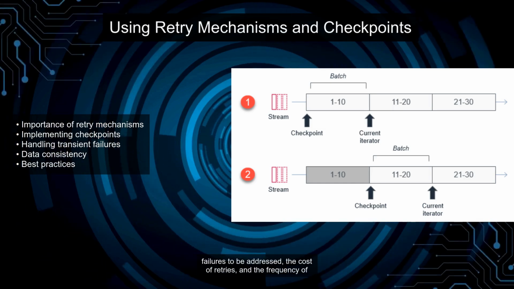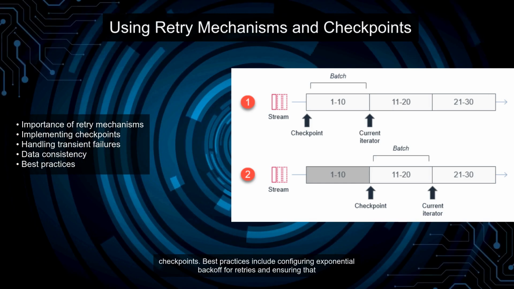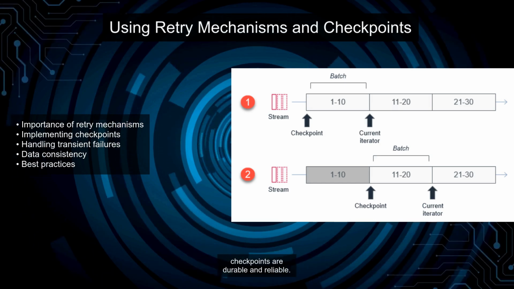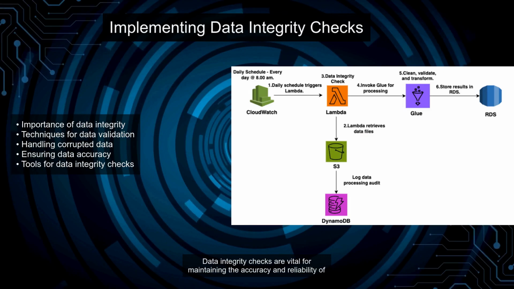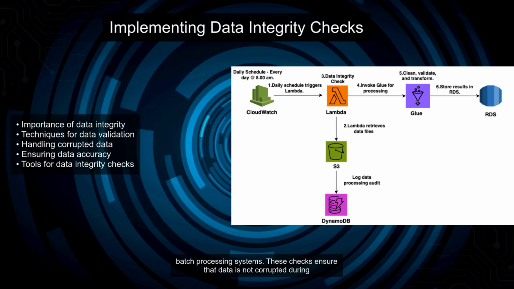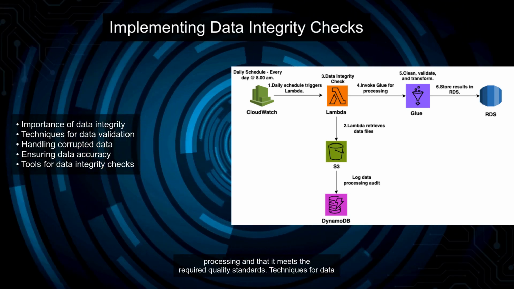Implementing these techniques requires careful consideration of the types of failures to be addressed, the cost of retries, and the frequency of checkpoints. Best practices include configuring exponential backoff for retries and ensuring that checkpoints are durable and reliable. Data integrity checks are vital for maintaining the accuracy and reliability of batch processing systems. These checks ensure that data is not corrupted during processing and that it meets the required quality standards.